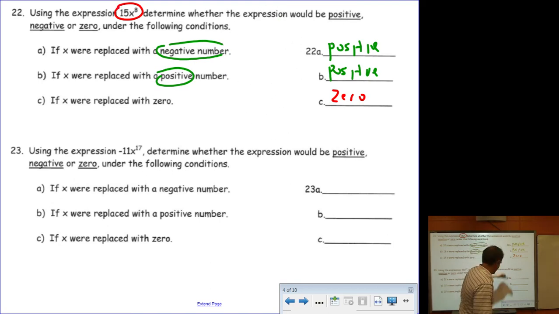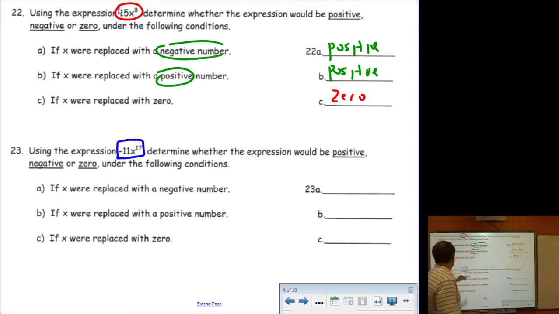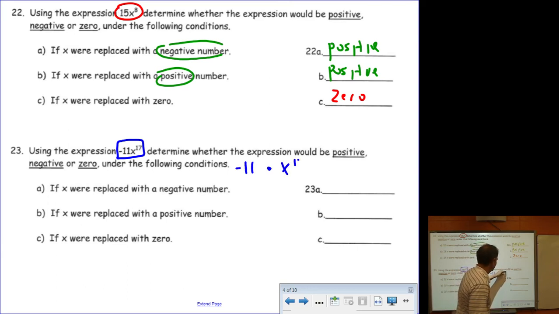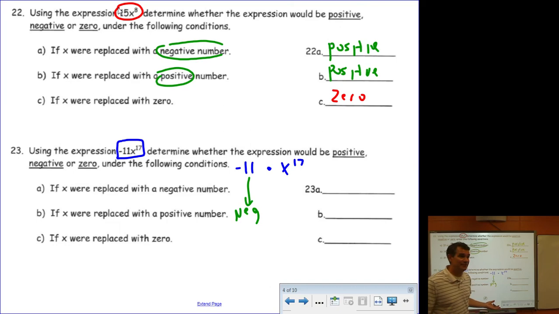All right, let's look at 23. It might be a little more interesting. In 23, this is my expression. That would be negative 11 times x to the 17th. And again, let's write the sign of each number underneath it. Negative 11 is always going to be negative. X to the 17th, though, might change depending on what type of number I put in for it. Let's start with the negative number.